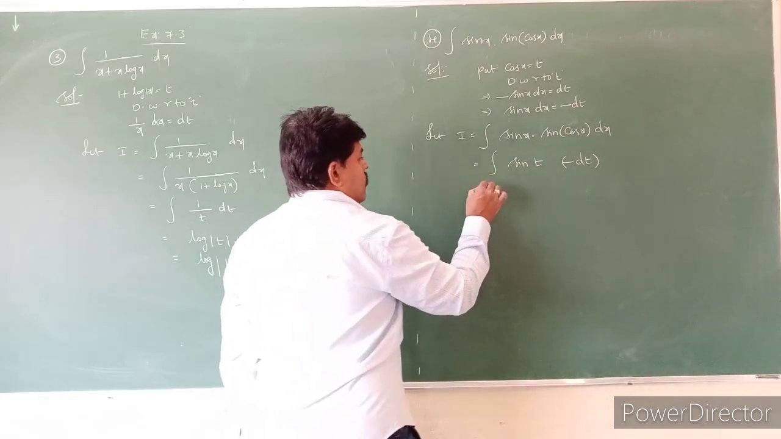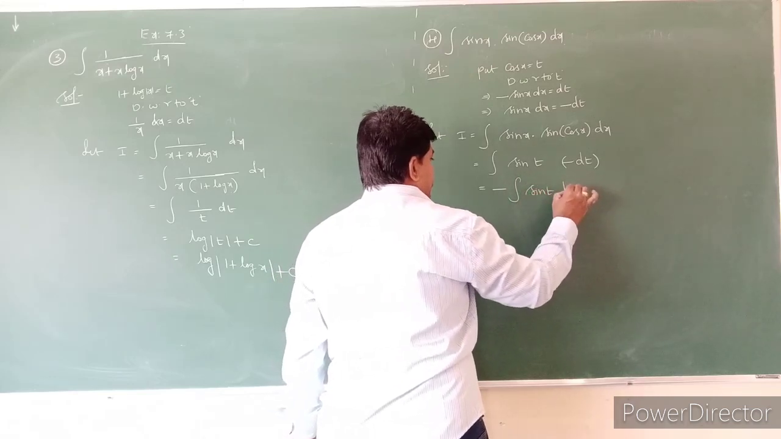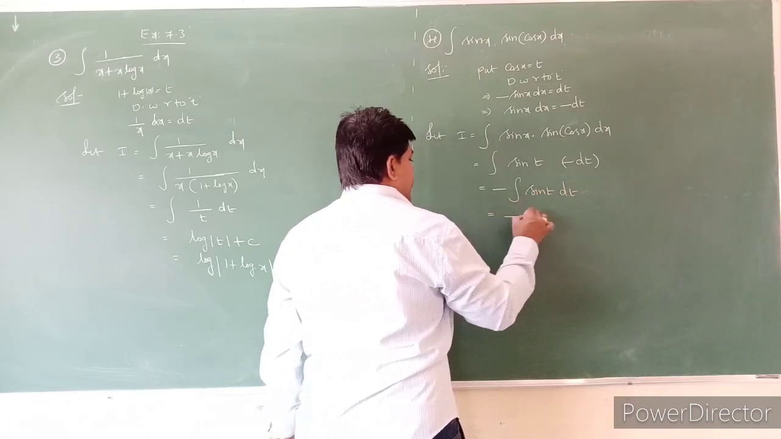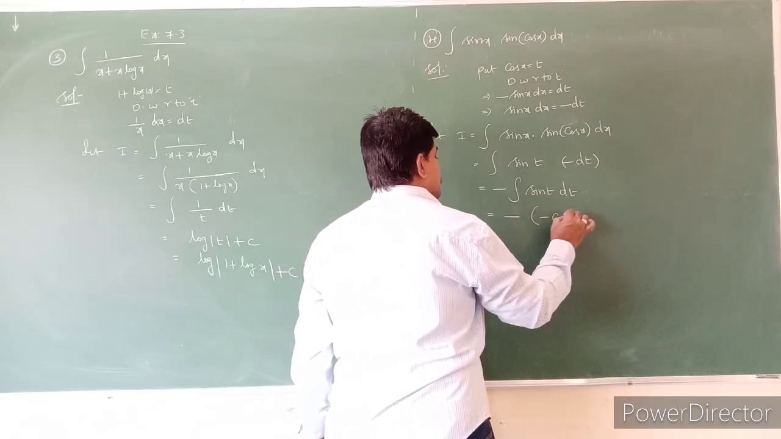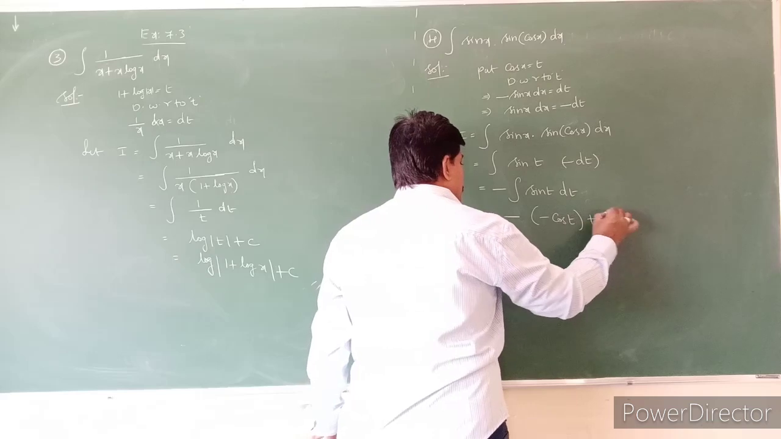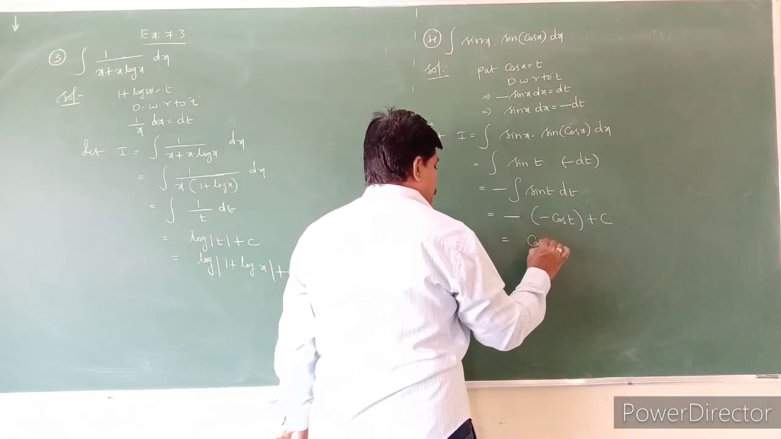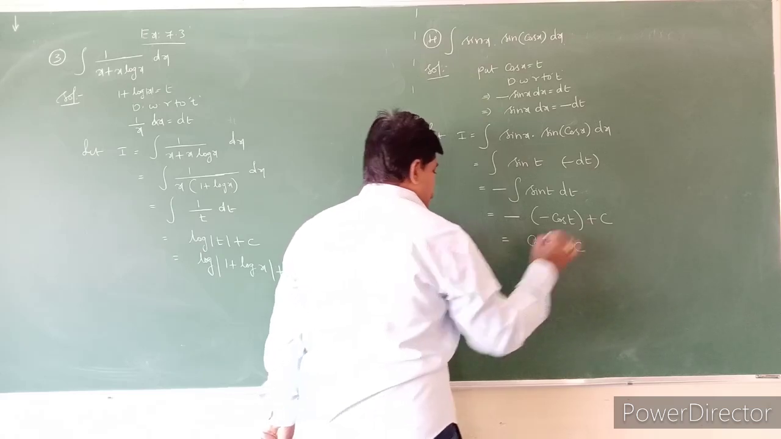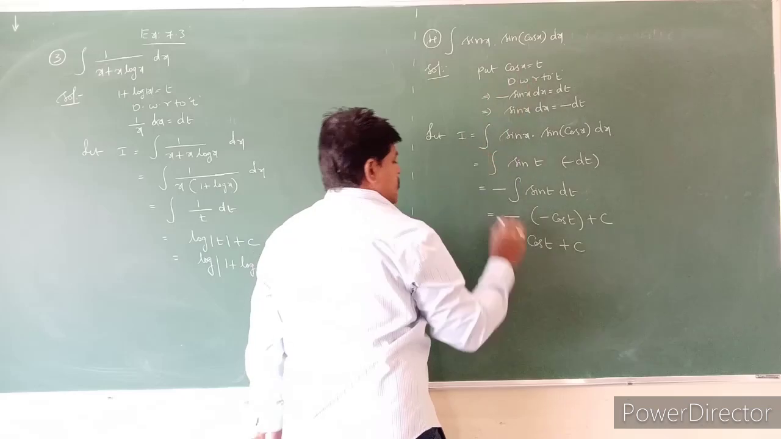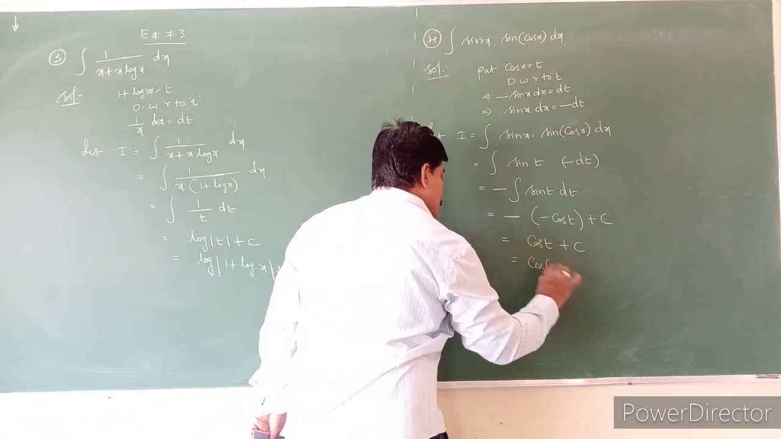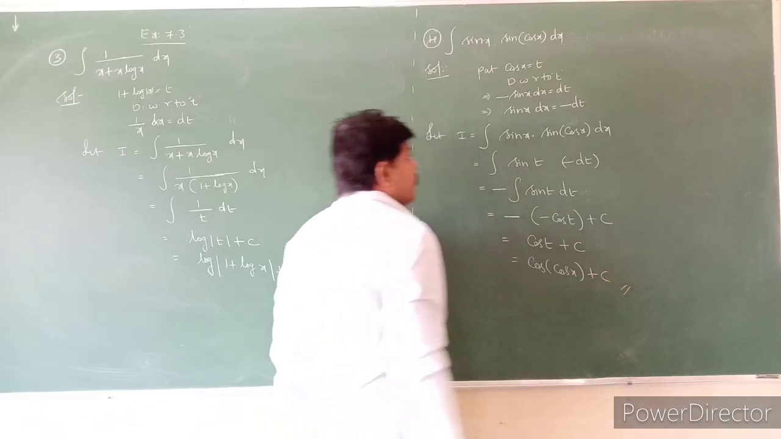So take the minus out, it will become minus integral of sin t into dt. So minus of the integral of sin is minus cos t plus c. Minus of minus will become plus, so it will become cos t plus c. So that is equal to cos t. What is the t value? It is cos x. So it will become cos of cos x plus c.